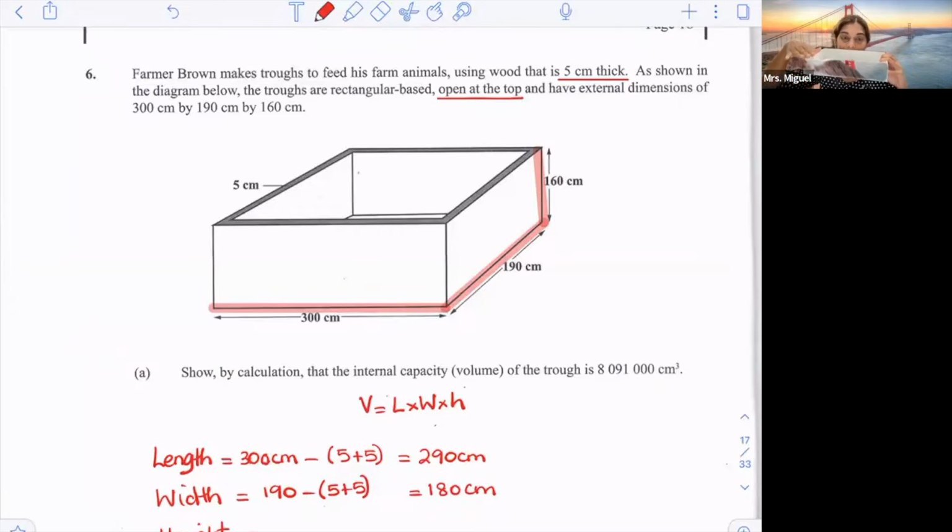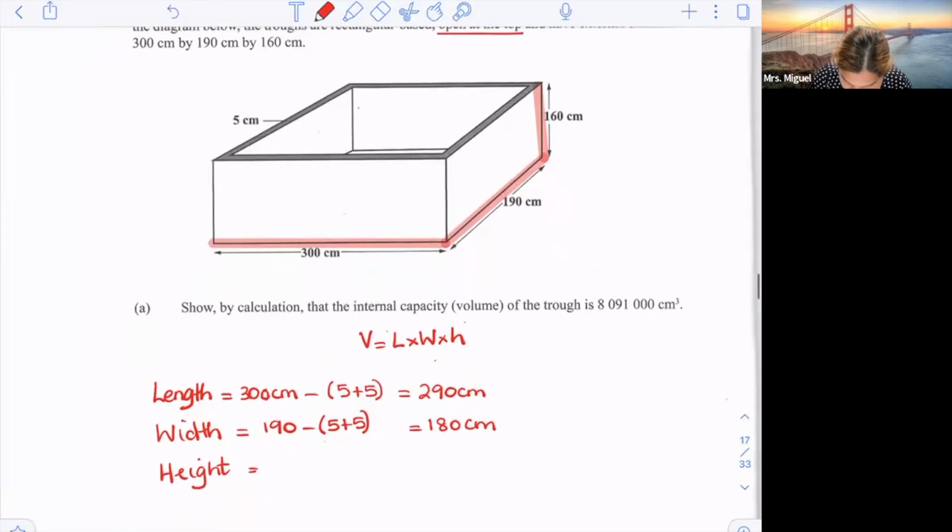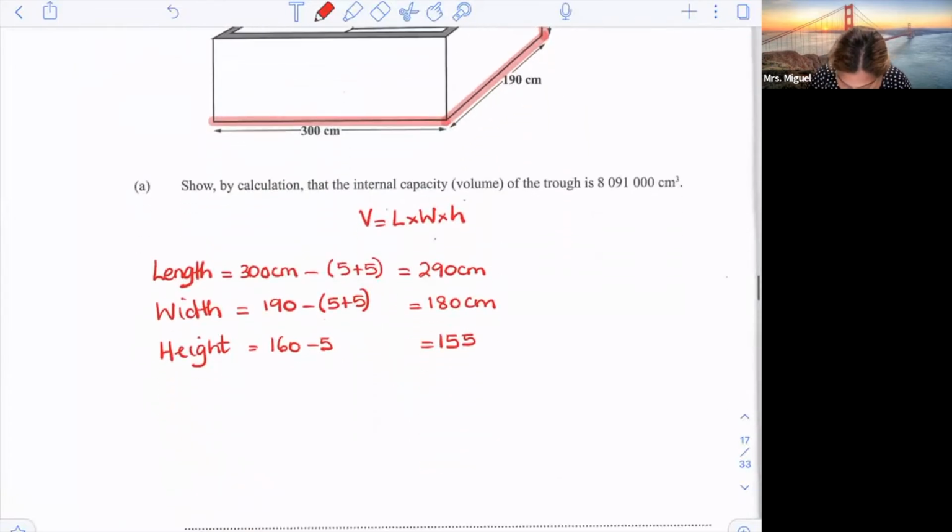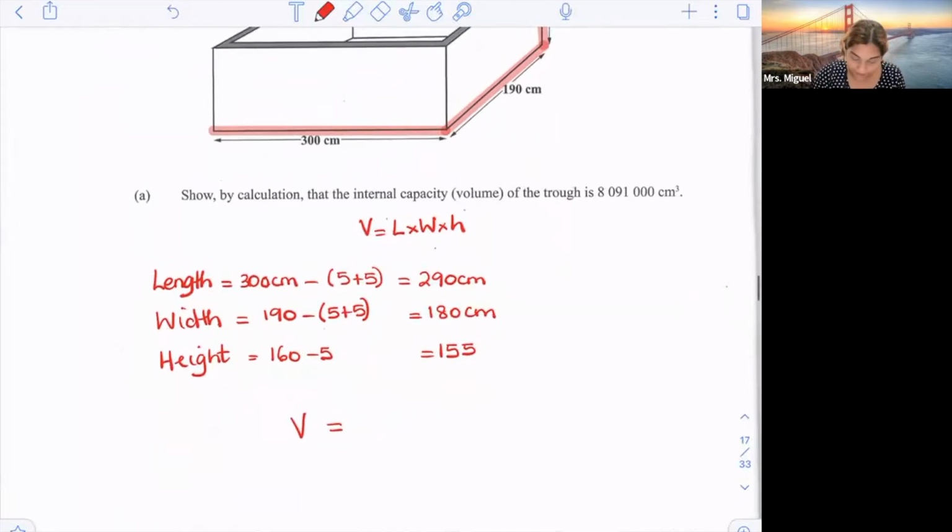We would have subtracted 5 cm again, like what we did for the other two measurements, but they said the rectangular base trough is open at the top. So the height will be 160 minus 5, which is 155. So work out the volume and see if you get that large value. 290 by 180 by 155. Let's see if you get that 8 million.